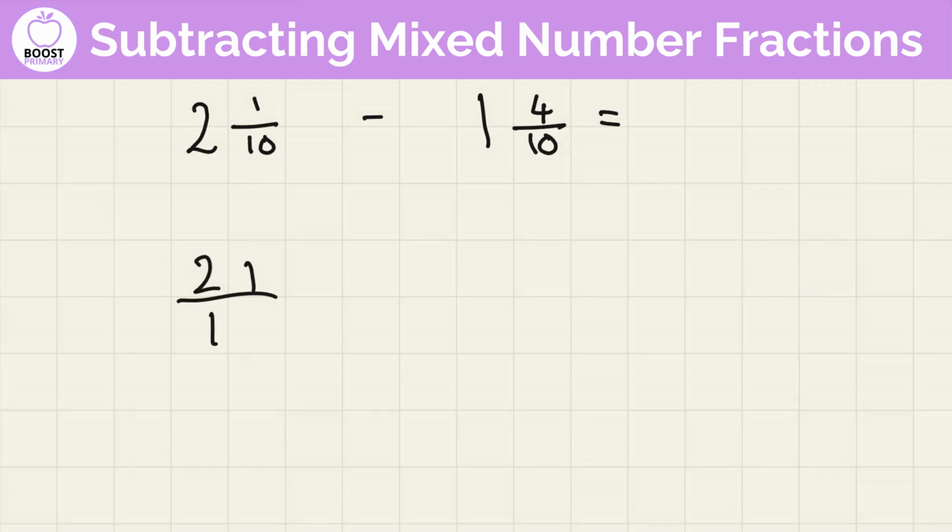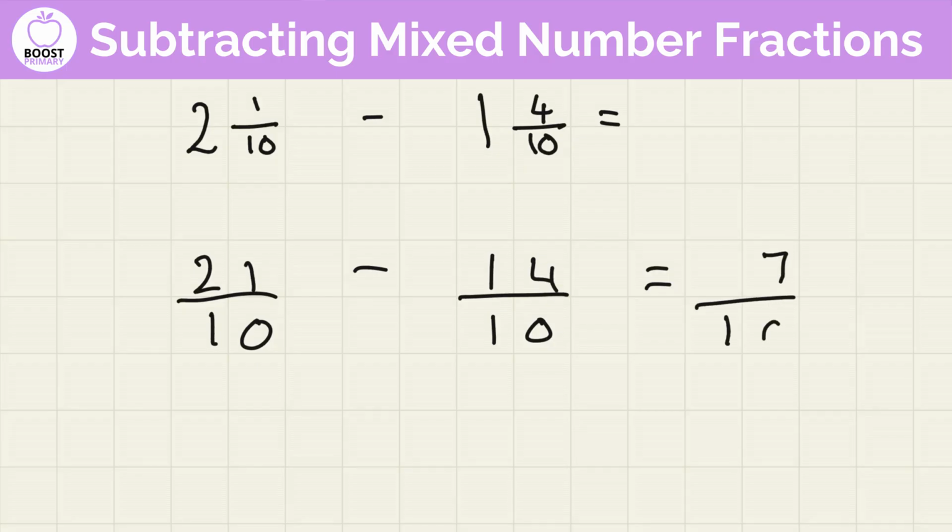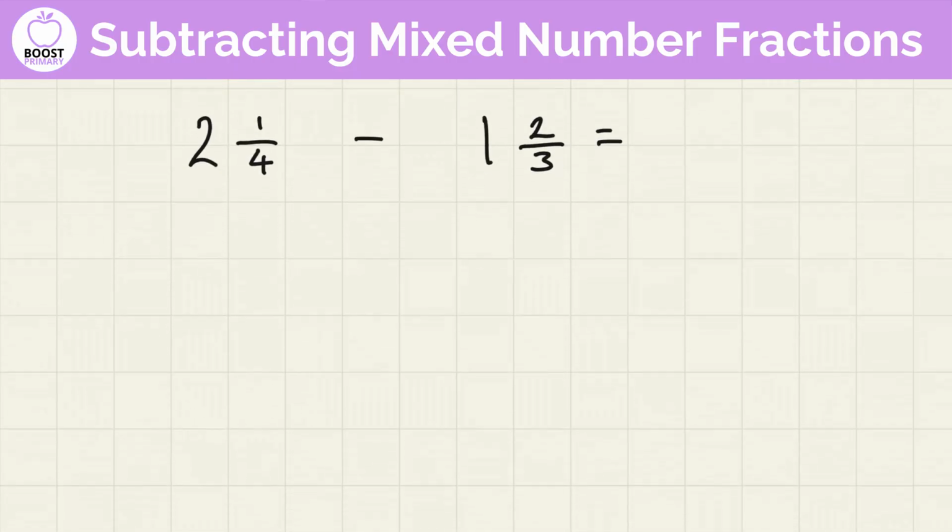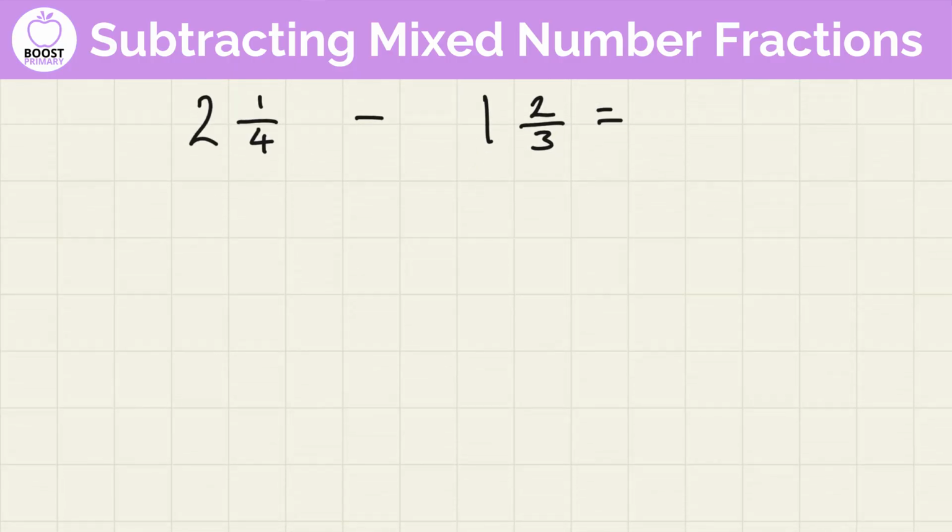2 1/10 is the same as 21/10. 1 4/10 is equivalent to 14/10. Now I can subtract one from the other. And that equals 7/10. That's my final answer. Let's have a look at a final question using that second method.